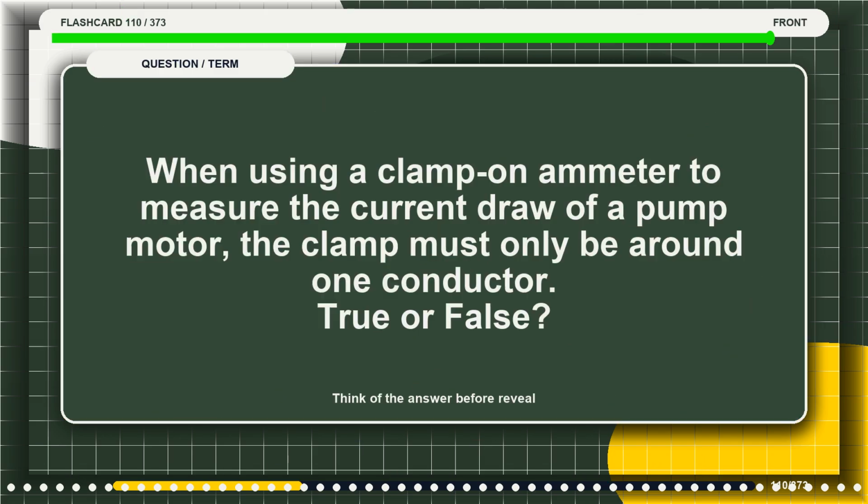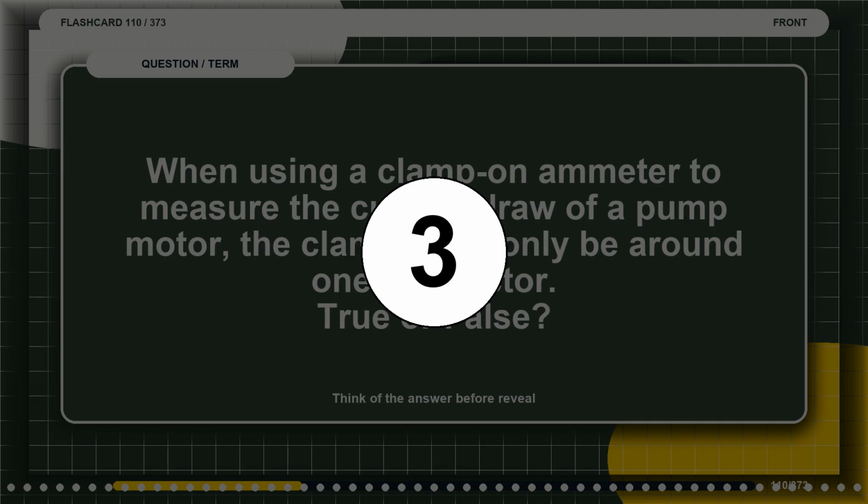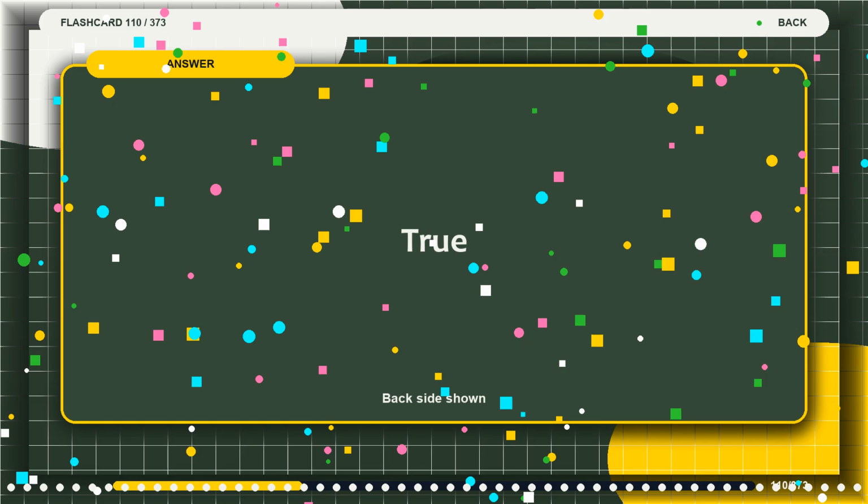Flashcard 110. When using a clamp-on ammeter to measure the current draw of a pump motor, the clamp must only be around one conductor. True or false? Think of the answer before the reveal. The answer is true.